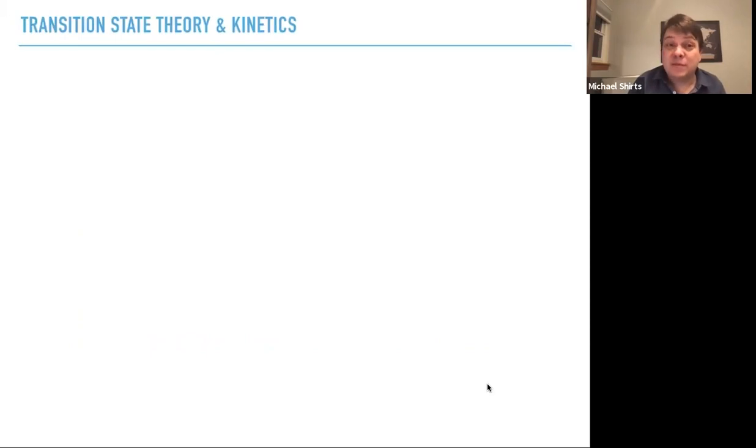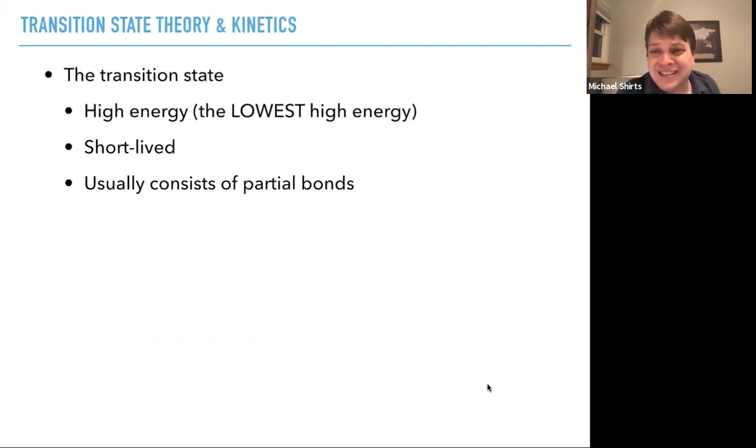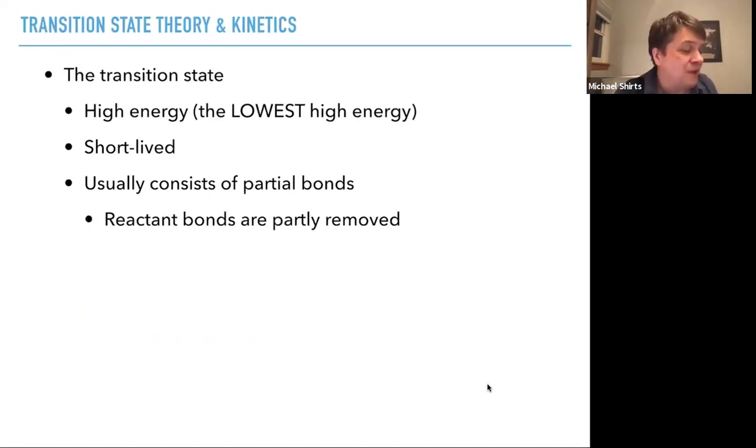All right, so some information about the transition state. Again, that's the top of the mountain pass. It's the lowest high energy state, but it is high energy. You need energy to get there. It's very short-lived, right? Because once it gets up to the top, it just falls over into the next valley. Usually it consists of things like partial bonds that are only partly formed, where the reactant bonds are partly removed and the product bonds are partly formed.